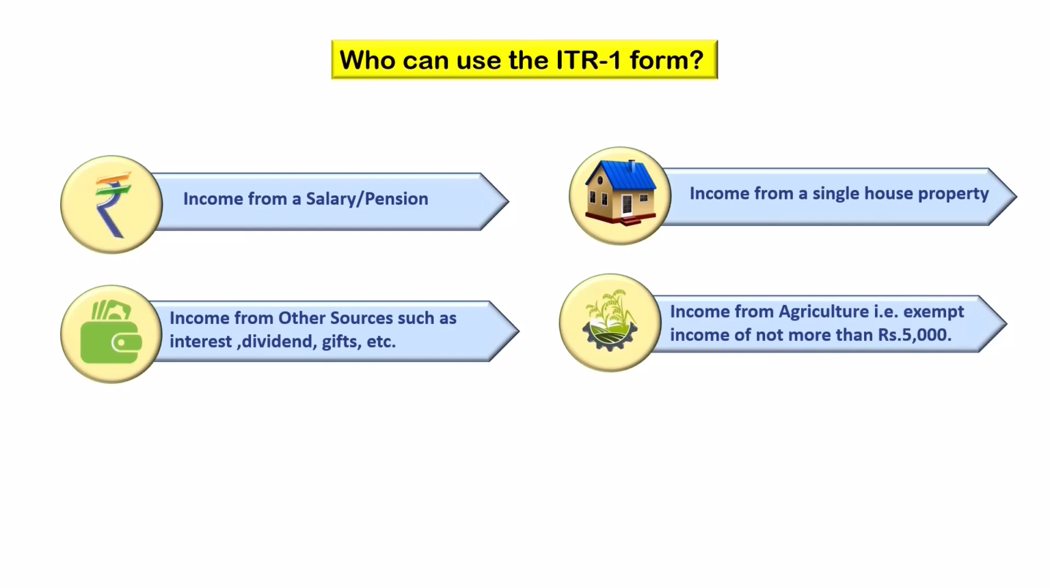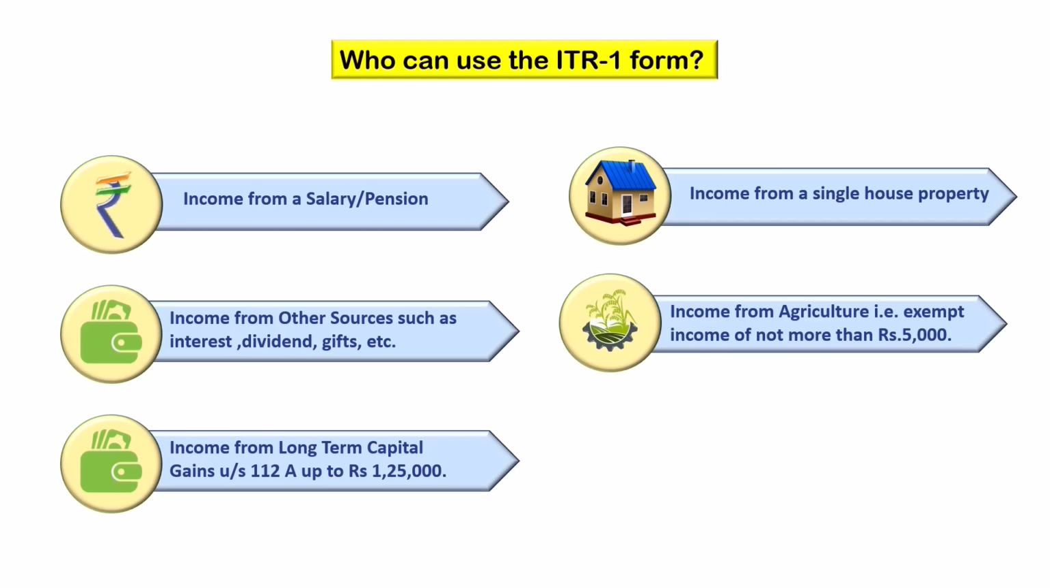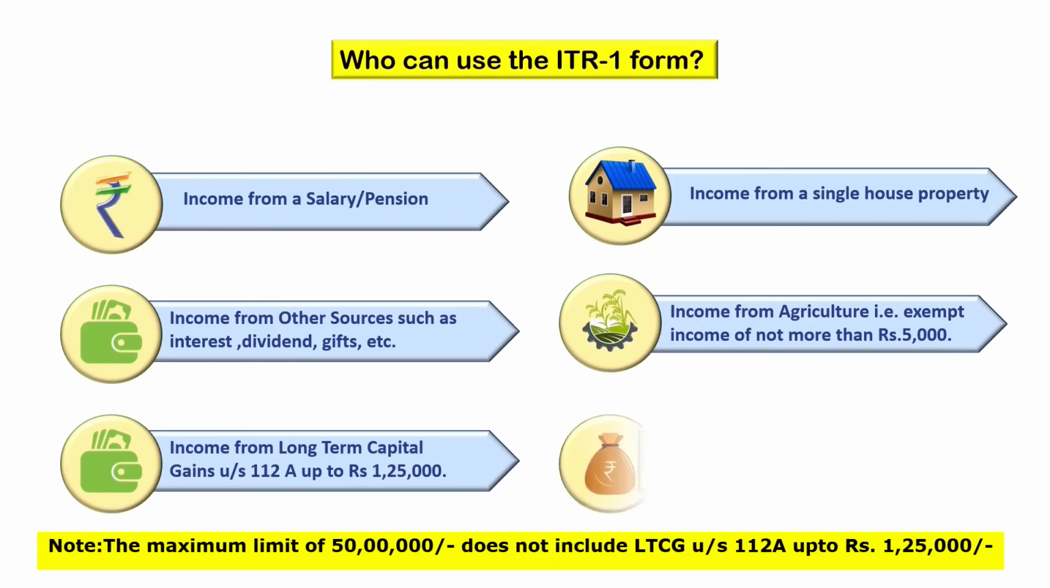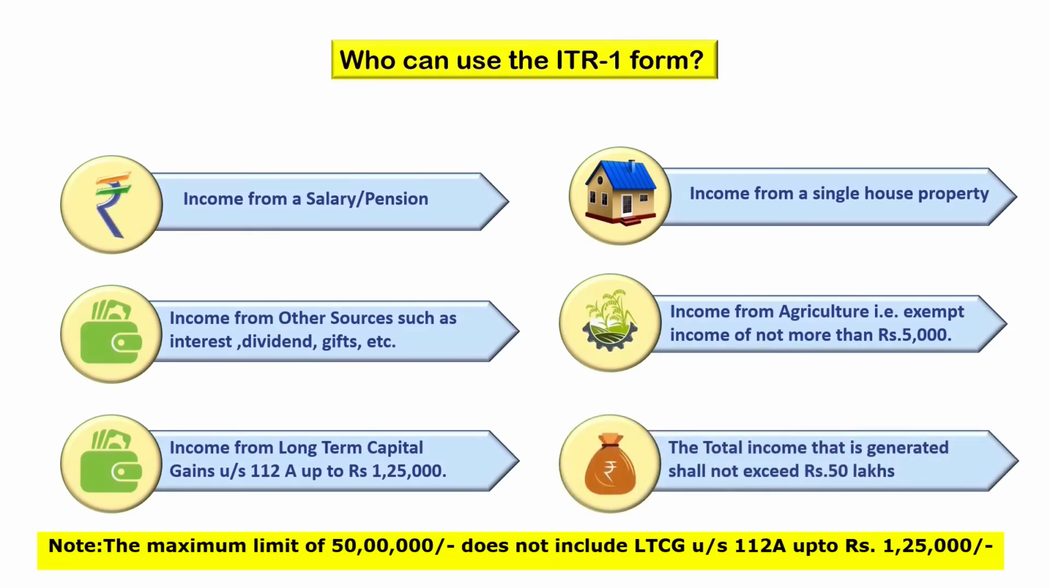From assessment year 25-26, Form ITR1 can also be used for reporting income from long-term capital gains under Section 112A up to Rs 1,25,000. Please note the total income that can be reported in Form ITR1 cannot exceed Rs 50 lakhs. Let us first check the prerequisites for filing Form ITR1.